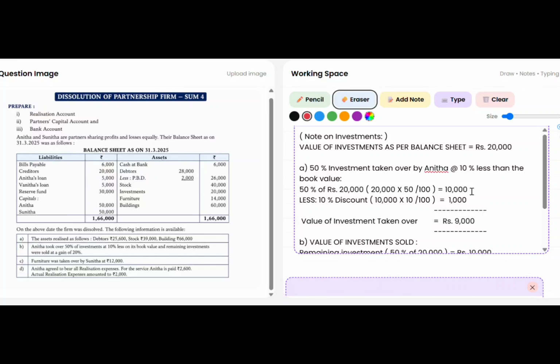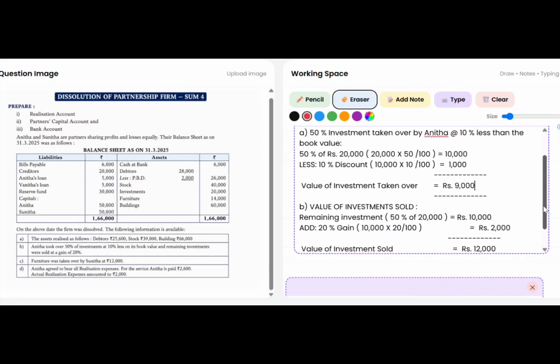Now this 10,000 is the value of the investment that is taken over by Anita, but she takes it at 10% lesser than the book value. So we have to deduct less 10% discount, that is 10,000 into 10 by 100. So discount will be 1,000 rupees. So the value of the investment that is taken over by Anita is rupees 9,000. So this is the asset that is taken over by Anita, and she takes the investment at rupees 9,000.